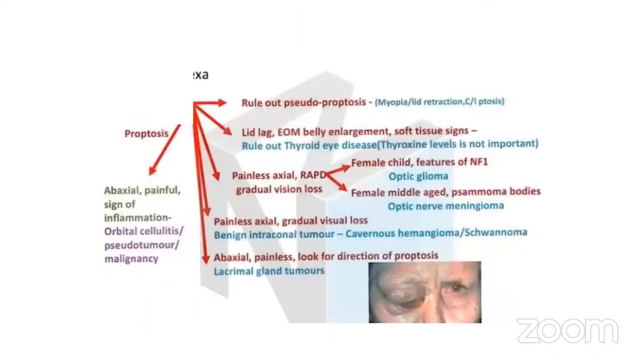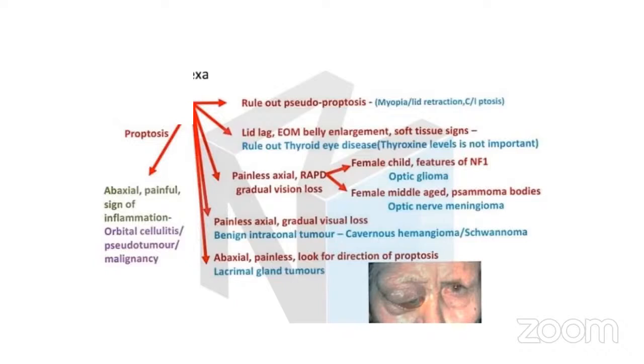So, based on the description of the proptosis, there may be lid, extraocular muscle belly enlargement, and soft tissue signs after ruling out thyroid eye disease. Then painless axial proptosis with RAPD along with gradual vision loss in a female child with features of neurofibromatosis could be an optic glioma. If it is in a middle-aged female with psammoma bodies, it is suggestive of optic nerve meningioma. If it is a painless axial proptosis along with gradual visual loss, it could be a benign intraconal tumor like cavernous hemangioma or schwannoma.